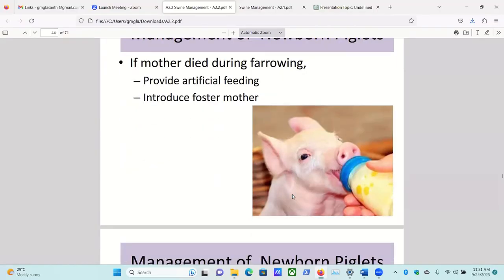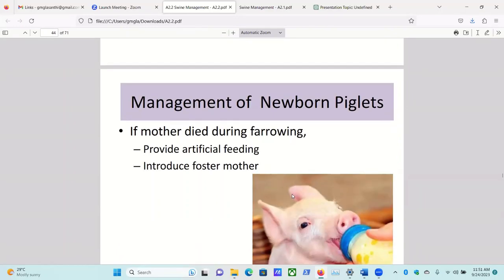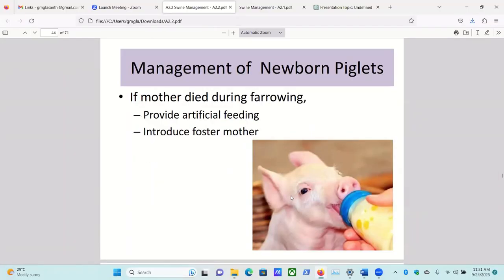Normally, feeding is done naturally. But if in any case the mother has died, we can provide milk artificially like this, using a super gala bottle. Or we can introduce a foster mother.